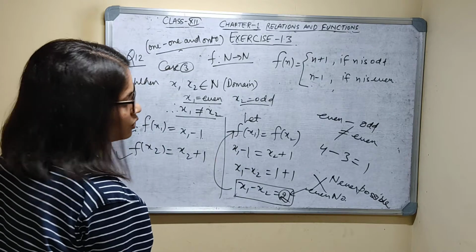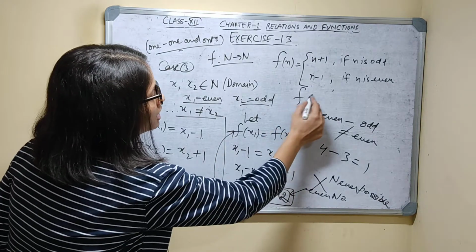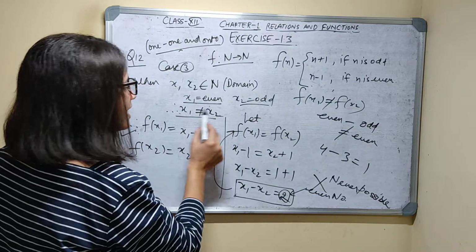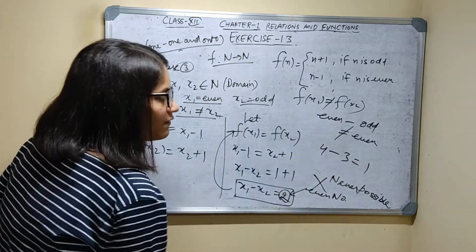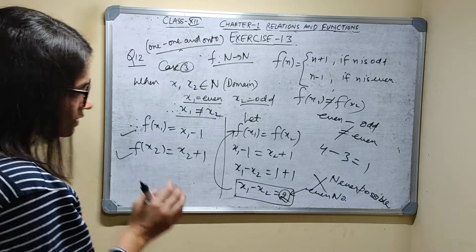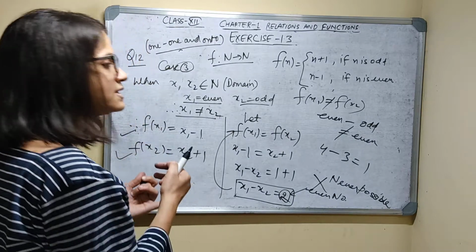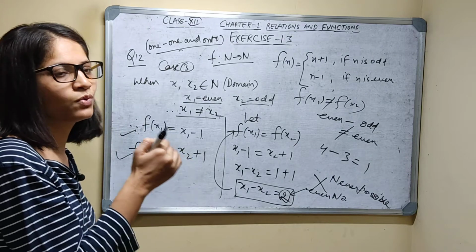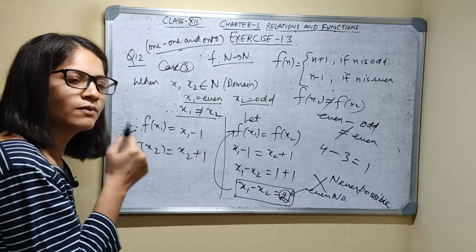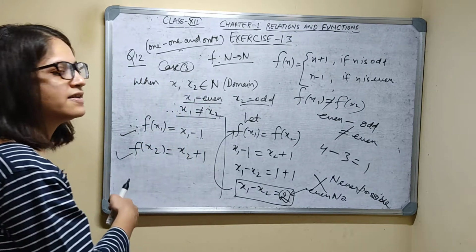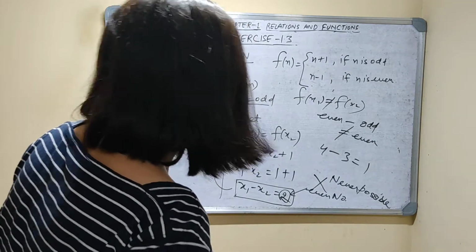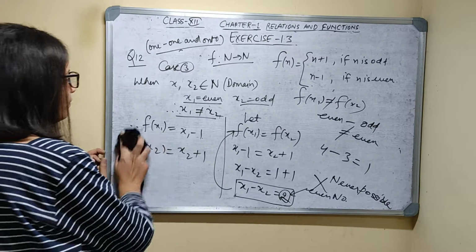Never possible means what we took, f of x1 equal to f of x2, is not right. So f of x1 is not equal to f of x2. So I can say x1 is not equal to x2, so f of x1 is not equal to f of x2 for this third case also. So from the first, second and third case: the first case was both x1, x2 odd, the second case was both even, and here one is even, the other is odd. Is it clear? So I can say the function is a one-one function from the 3 cases.